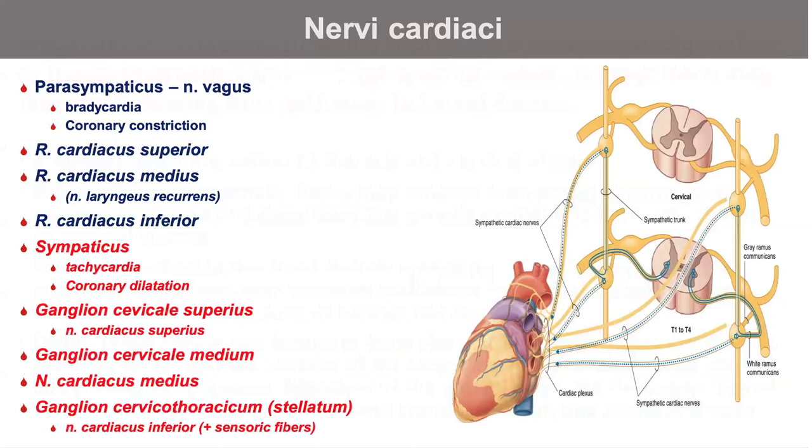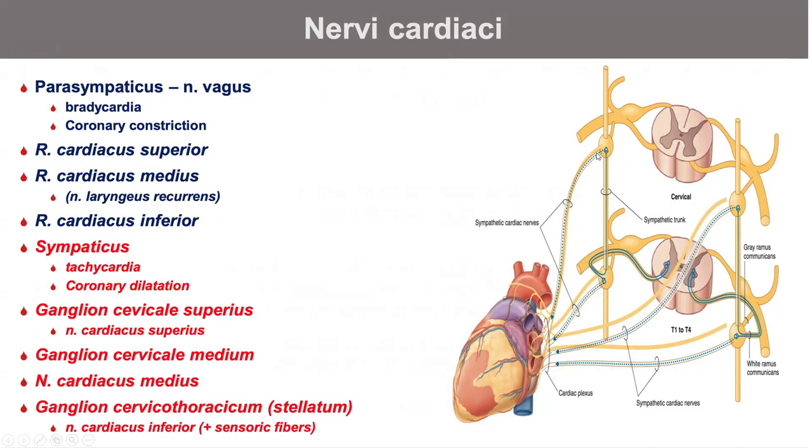So this is the schema of the cardiac nerves. It means that for the sympathetic distribution, as you see, T1 till T4, sometimes T5 also, give the preganglionic fibers via the white communicating branch. They reach the sympathetic trunk. They can synapse with the postganglionic fiber, or they can ascend to a higher level to the superior cervical ganglion or middle cervical ganglion or stellate ganglion.